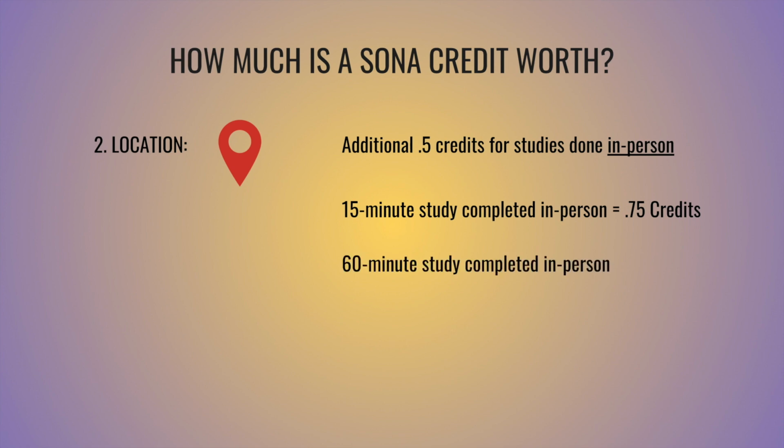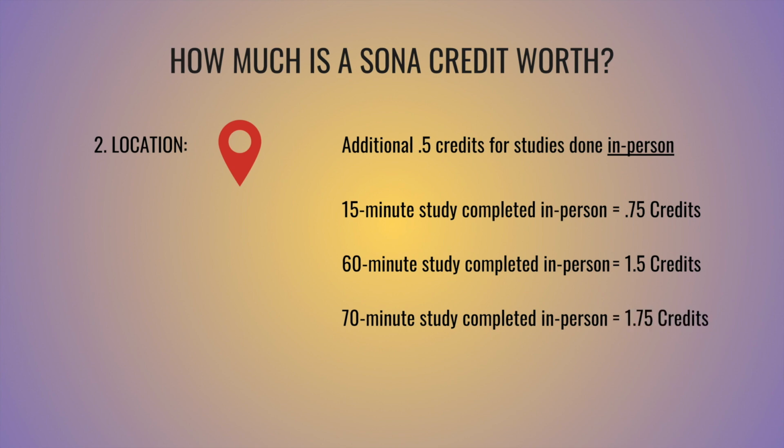A 60-minute study done in person would be worth 1 credit for the time of the study, with an additional 0.5 credits for being done in person, resulting in a total of 1.5 credits being earned. And a 70-minute study done in person would be worth 1.25 credits for the time of the study, with an additional 0.5 credits for being done in person, resulting in a total of 1.75 credits. Remember, researchers should always round up when assigning credits.